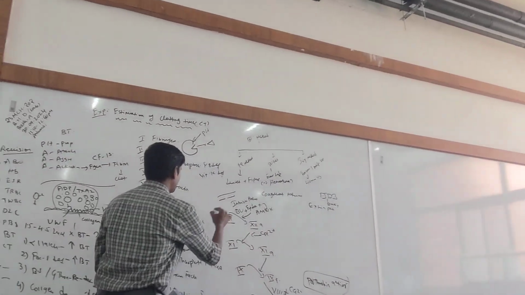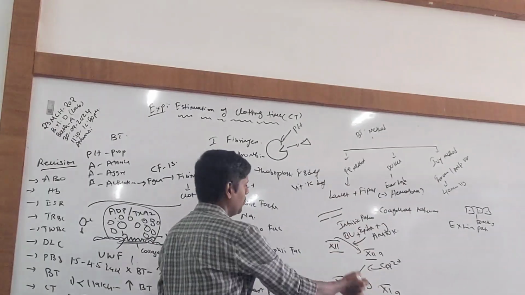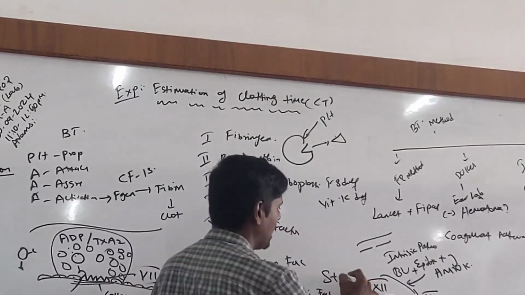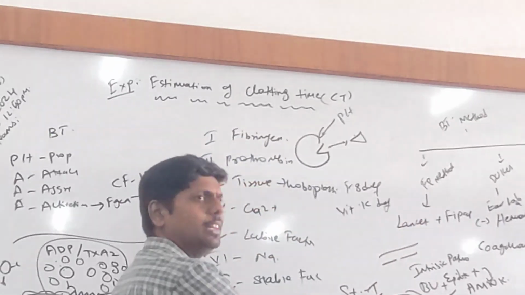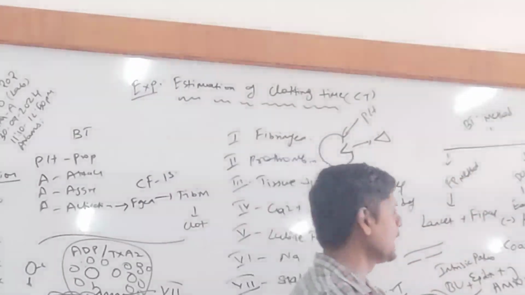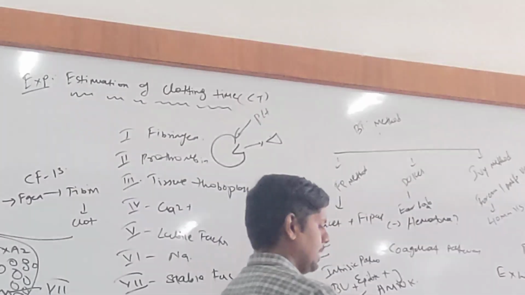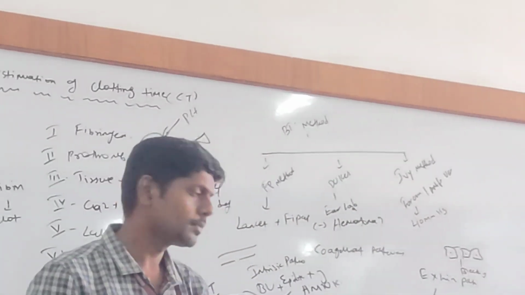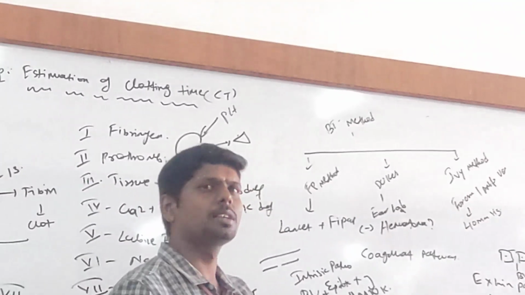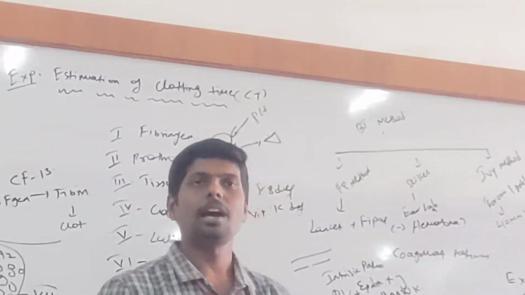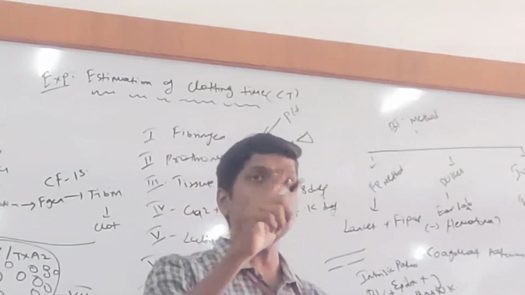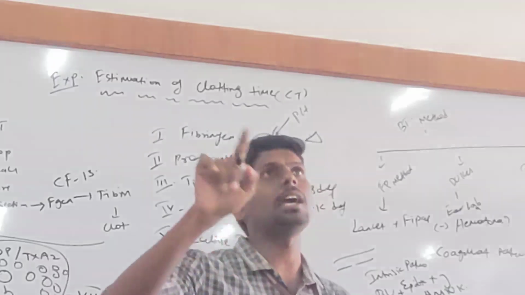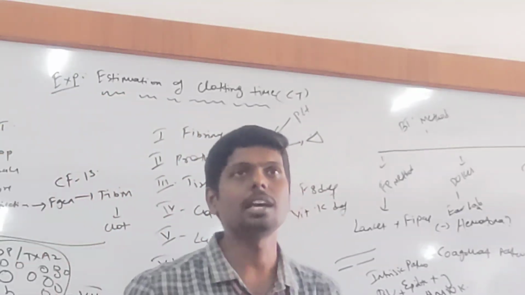This is the step 1 of the coagulation pathway. Stage 1, either intrinsic or extrinsic. Let me write extrinsic also here. Sir, what's the full form of high molecular weight kininogen? High molecular weight kininogen, K-I-N-I-N-O-G-E-N. Kininogen.